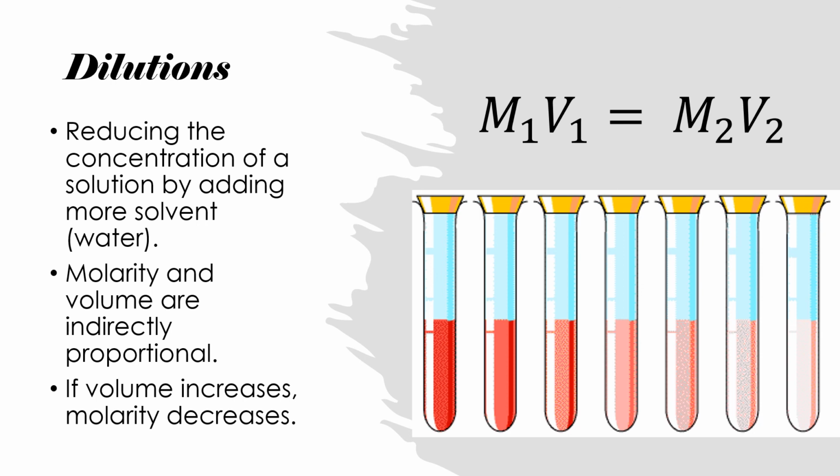Dilutions. So the definition is reducing the concentration of a solution by adding more solvent, usually water. The molarity and volume are indirectly proportional, meaning if volume increases, the molarity or concentration decreases. We have the formula above the test tube. M1V1 equals M2V2. You're going to love this equation.